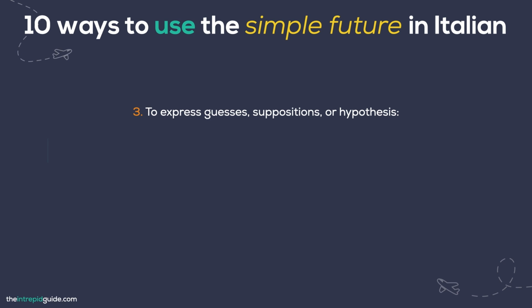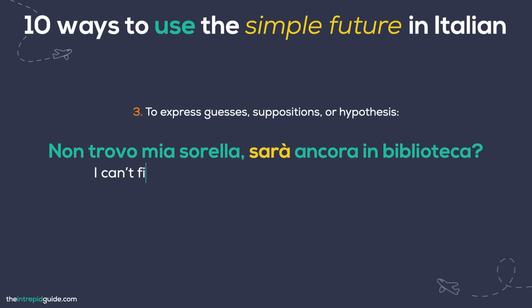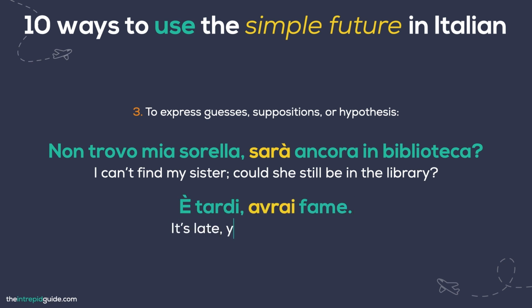It's also used to express guesses, suppositions, or hypotheses. For example, Non trovo mia sorella. Sarà ancora in biblioteca? I can't find my sister. Could she still be in the library? È tardi. Avrai fame. It's late. You must be hungry.